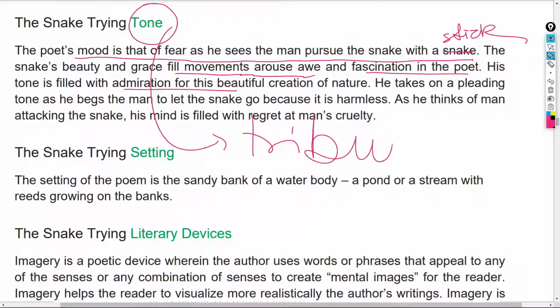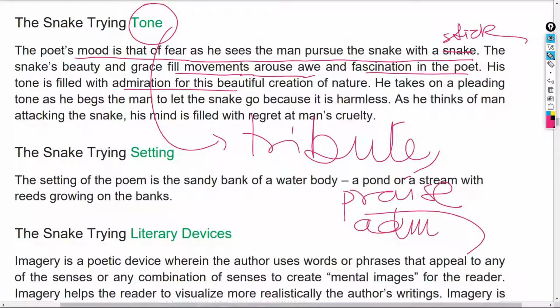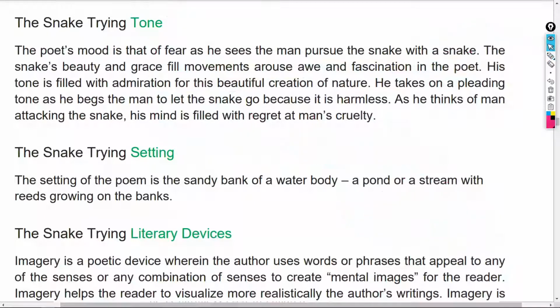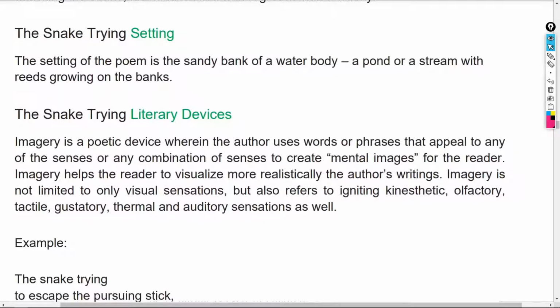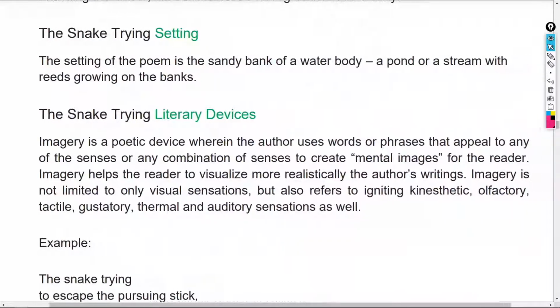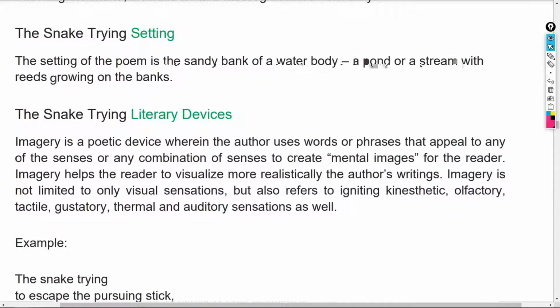Tribute जानते हैं ना? Tribute का मतलब क्या है? Praise. इसका मतलब क्या है? Means admiring. A-D-M-I-R-E, admire. तो अभी देखते हैं और एक इम्पॉर्टेंट पार्ट जो है स्नेक टाइम सेटिंग ऑफ द पोएम. तो सेटिंग क्या है? सो सेटिंग हम बार बार मतलब बोलते हैं क्योंकि ये बहुत बहुत जरूरी है, तो इसीलिए हम सेटिंग के बारे में बात करते हैं.